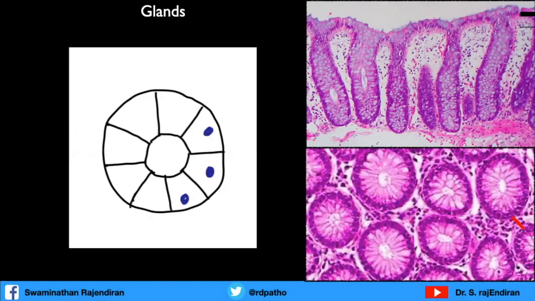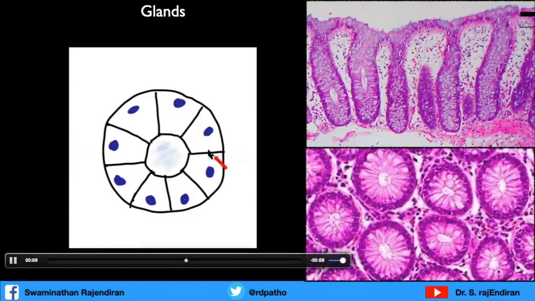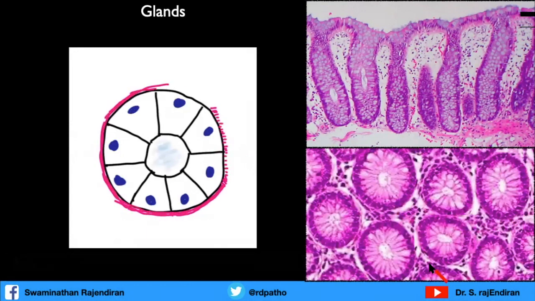So this is the central lumen with the nucleus, and the lumen may have some mucinous material there. And when you do PAS diastase, the basement membrane can be nicely seen around the glands. You can see the basement membrane around the glands. This is one of the very important things to differentiate from the rosettes. Rosettes won't have any basement membrane.